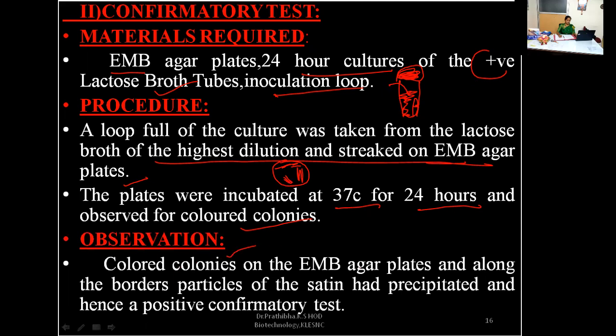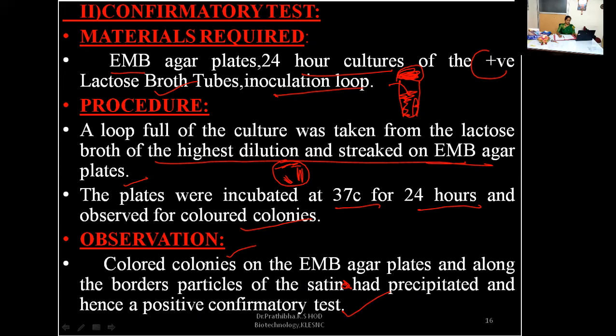Colored colonies on the EMB agar plates, and along the borders of the particles we can see the stain. Stain means colored. Okay, colored precipitated colonies can be seen, hence positive confirmatory test.